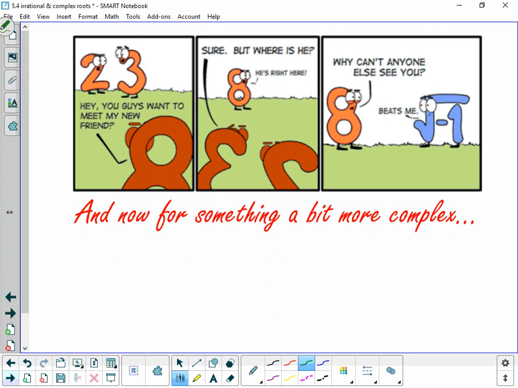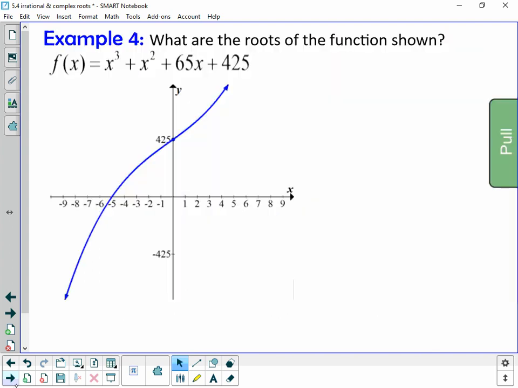And now for something a bit more complex. Here's the first joke of the day. It's an awesome one, so I hope you look at it and read it because it's really funny.